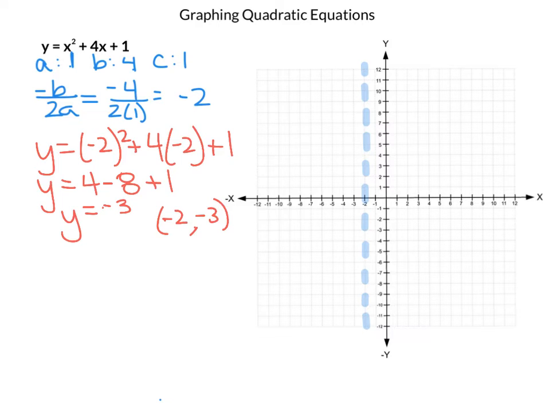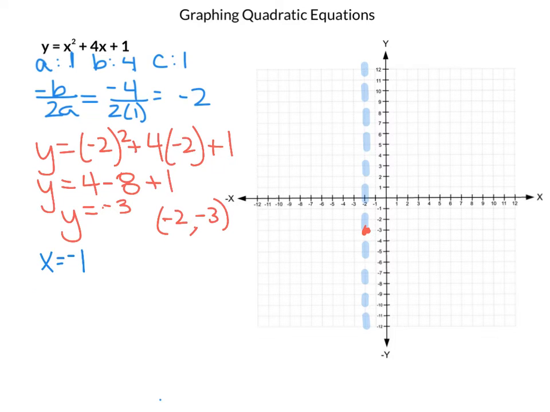So my vertex, my ordered pair for my vertex, is going to be negative 2, negative 3. So I'm going to go over here and plot that point. Negative 2, negative 3 is right here. All right, so I'm going to try to see if I can find some points that I can use my axis of symmetry to make mirror points. So I'm going to move one spot to the right. I'm going to choose negative 1. So I'm going to figure out what my y value equals if my x equals negative 1. So let's figure that out.